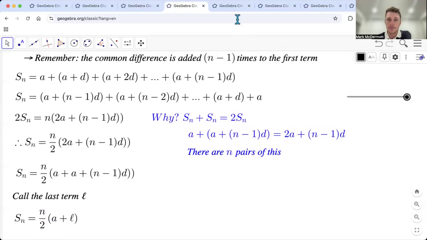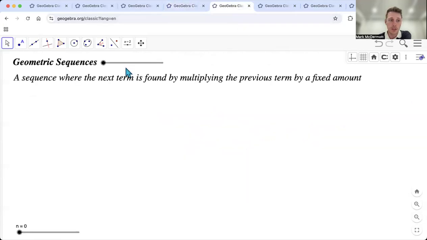All right, we're getting there. Geometric sequences.